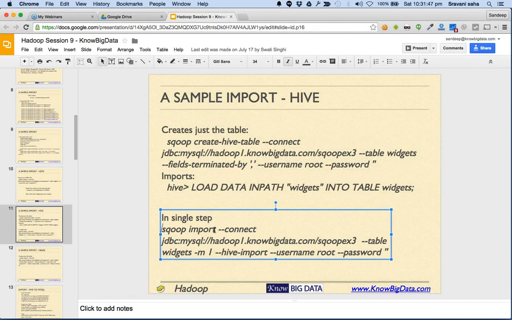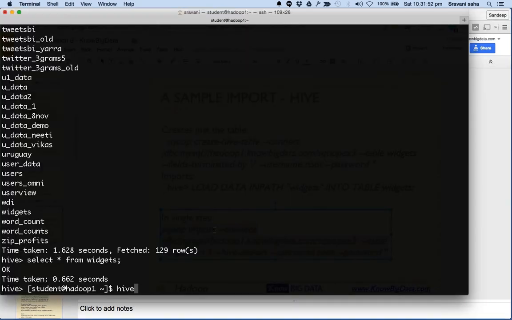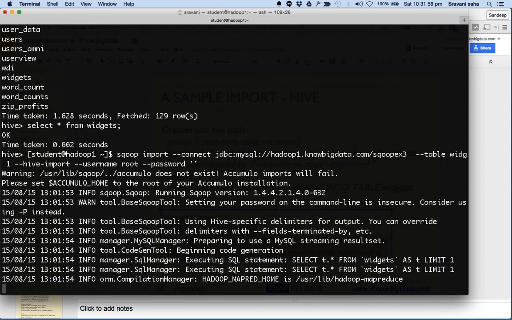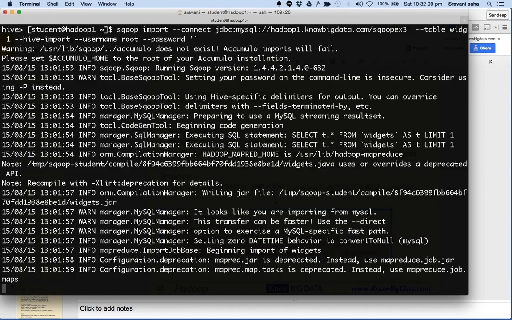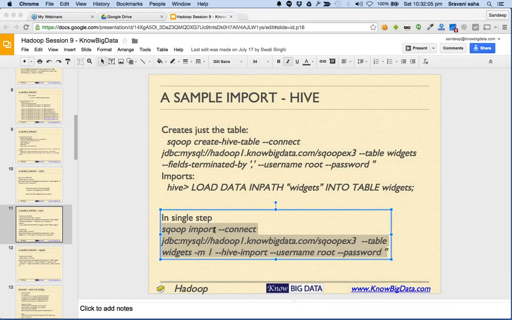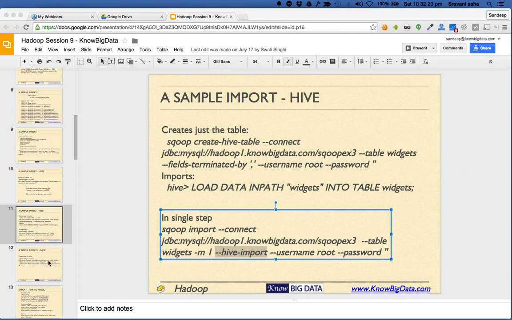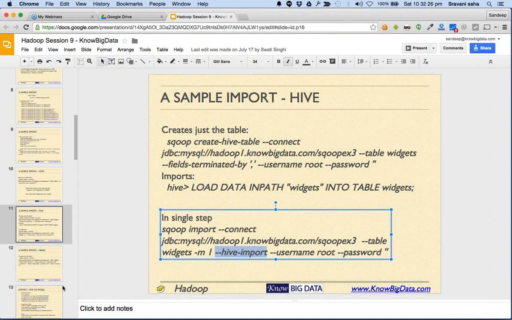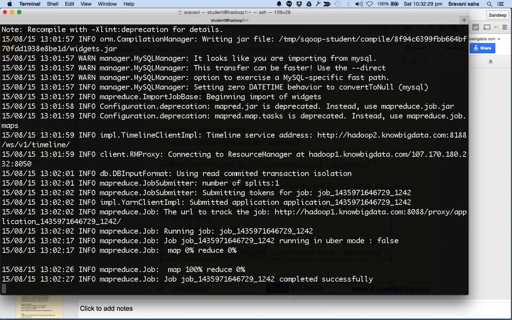Now to do that in a single shot, an easier thing is this. You can do the same thing using a single shot called sqoop import and connect to this database, create this table. The only difference between our HDFS import and this one is this particular option. Alright, that's how we will be able to copy the data from MySQL directly to Hive.